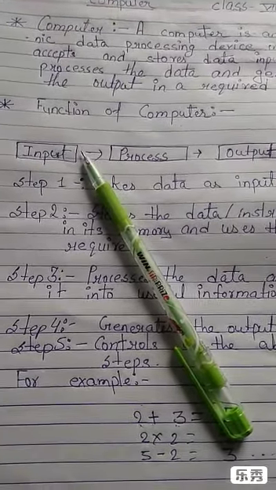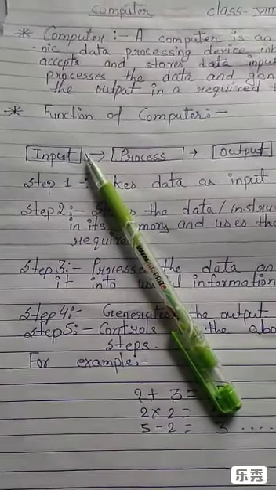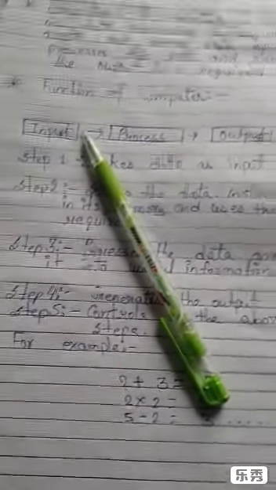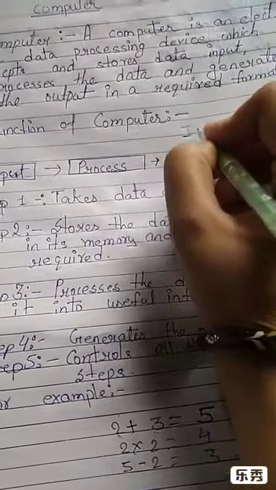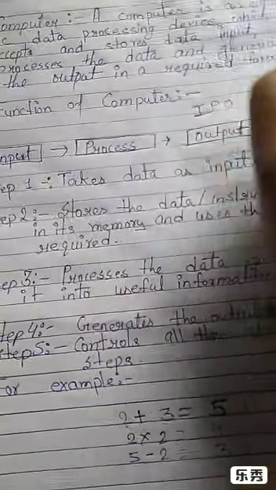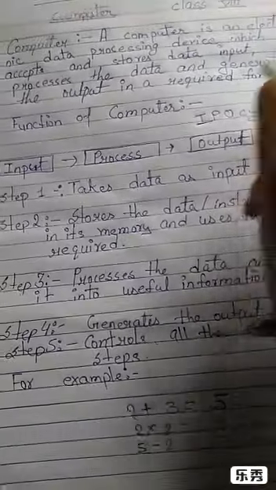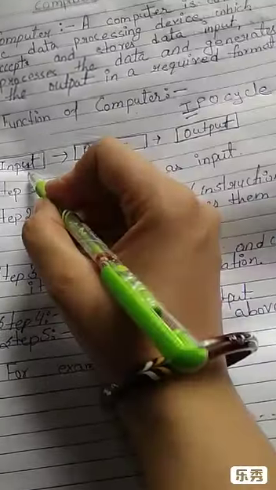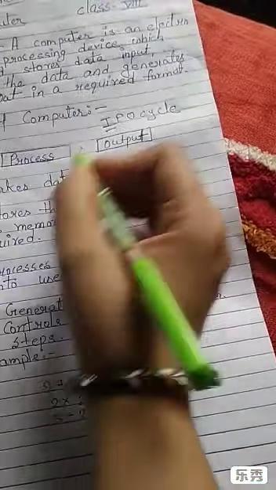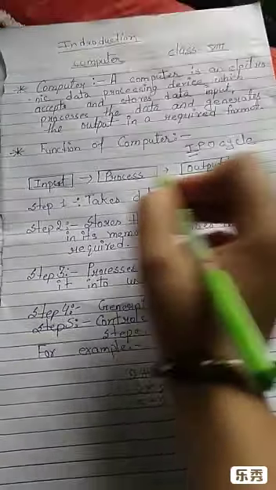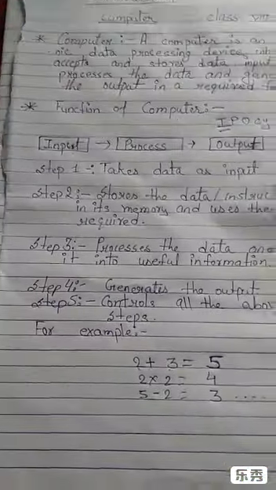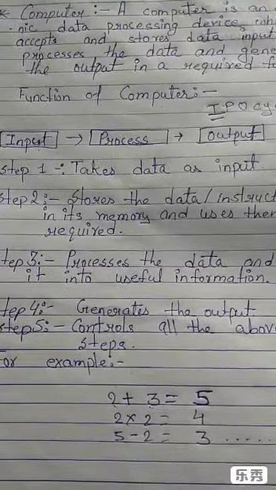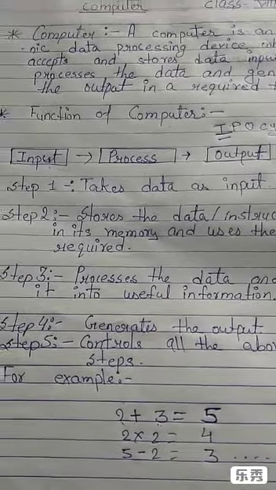The second topic: how a computer works, or the function of a computer. The computer works on the rule, or we call it the IPO cycle, where I stands for input, P stands for process, O stands for output. IPO cycle: input, process, output. Now I will tell you how the input, process and output work.